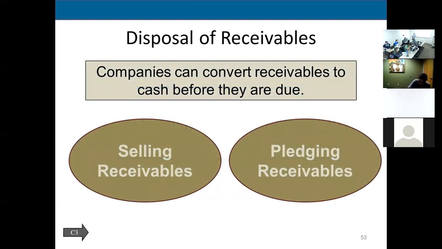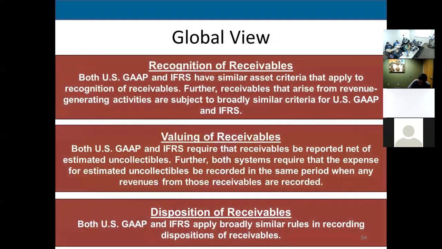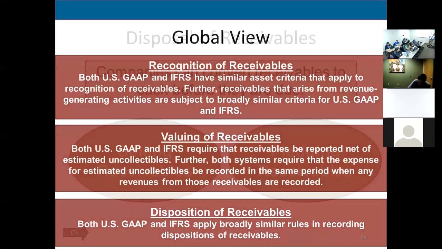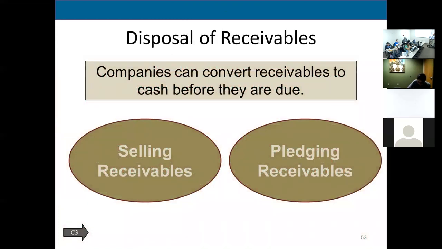All right, disposal of receivables. Now, companies can convert receivables to cash before they are due. So let's look at an example here. If there's a clause in there where we can convert that receivable to cash, that means we're calling it on demand. Make sure we're looking for that. So think of that IOU being called and collected.